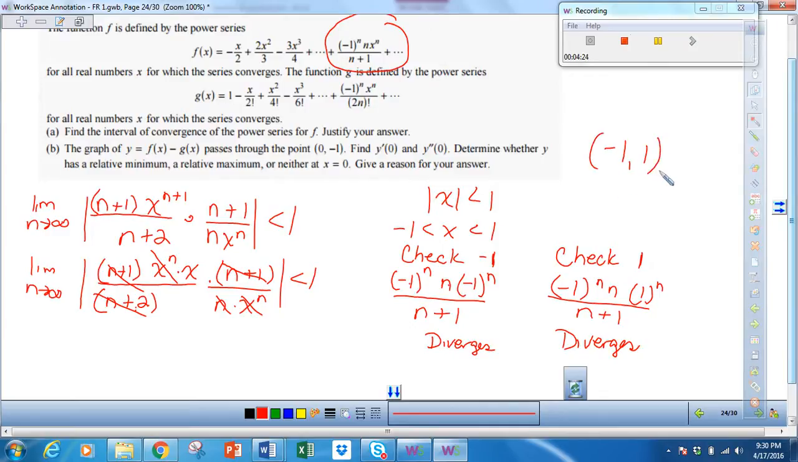Okay? That was worth 5 points. 1 for setting up the ratio, so that's your first point. 1 for computing the limit, so that's your second point. 1 point for identifying the radius of convergence, so that was another point. And 1 for checking both endpoints, and 1 for your conclusion. So that ended up being where the 5 points came from.